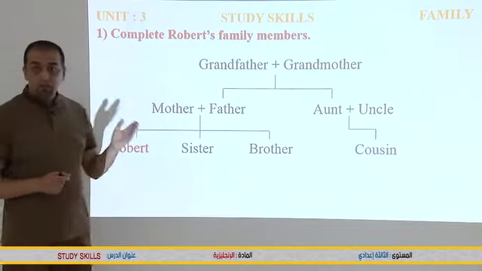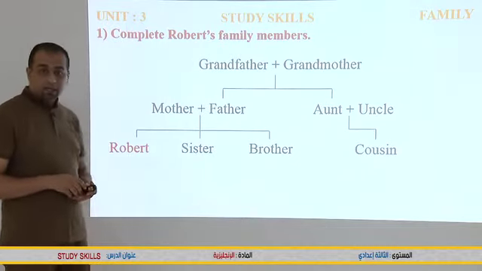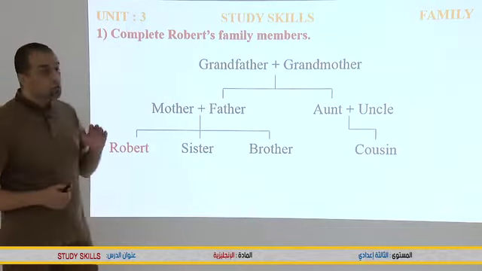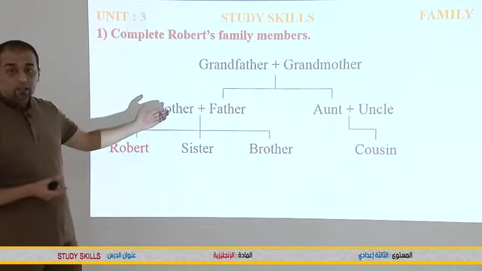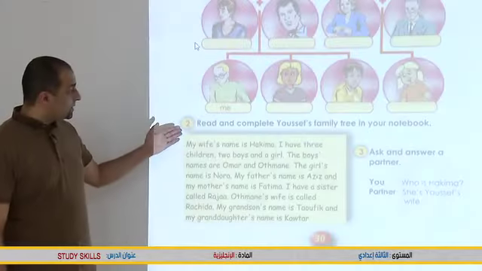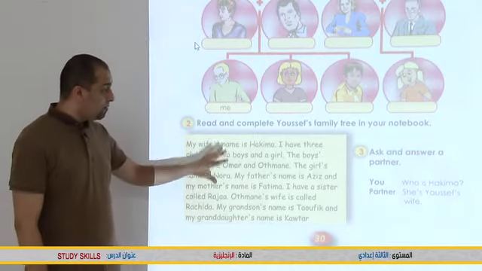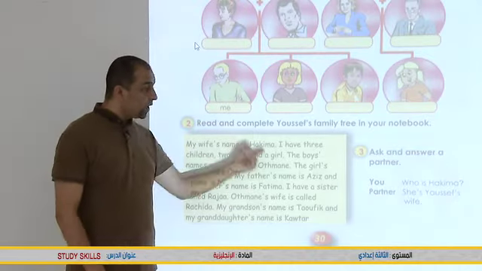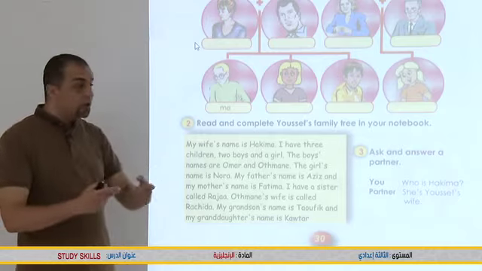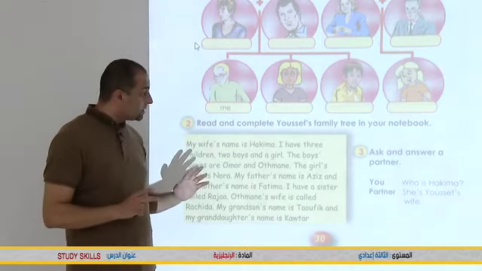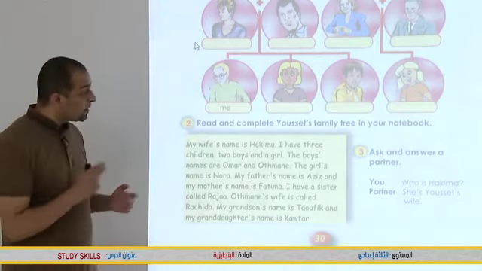Now, if you are finished, we can move to the next exercise. So we are going to read a paragraph about Yusuf's family members and change it into a family tree. So, exercise 2. Here is a paragraph about Yusuf's family members. We are going to read this paragraph, and at the same time change it into a family tree. So I'm going to read for you, then we move to the exercise.